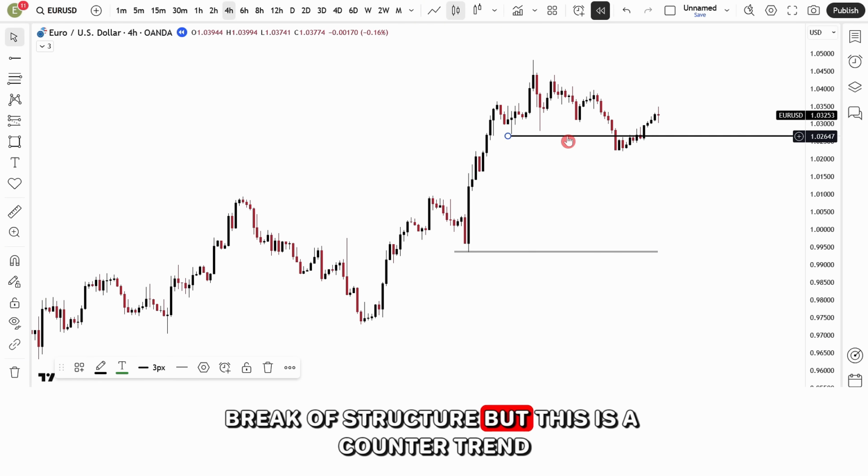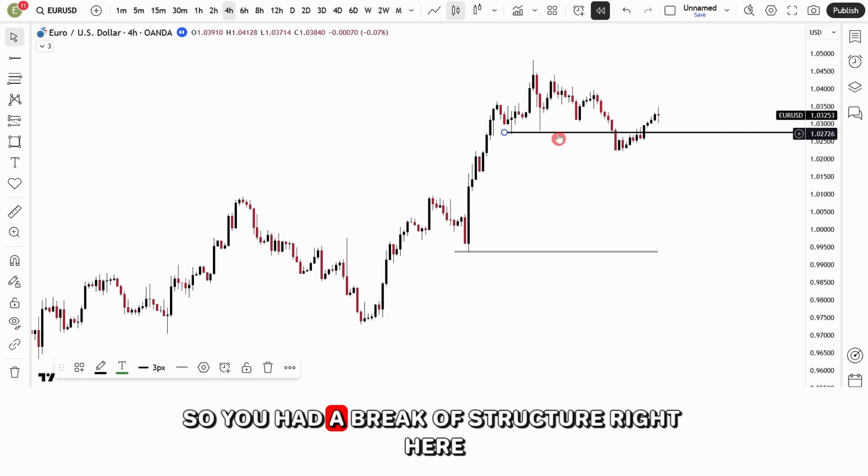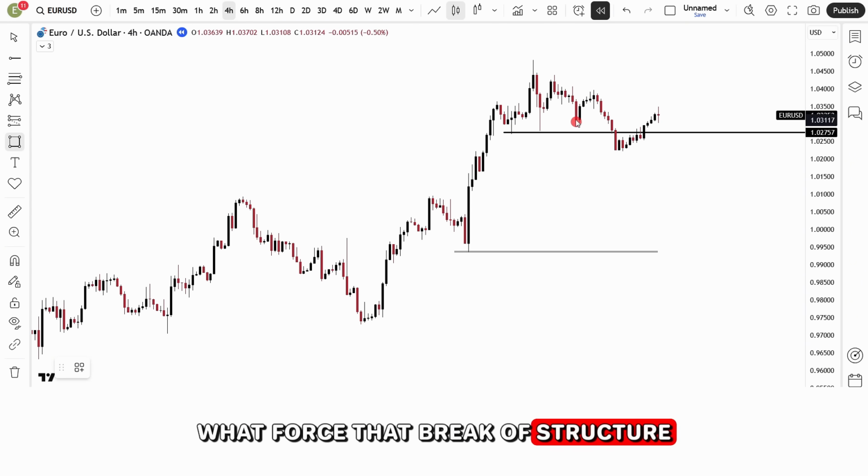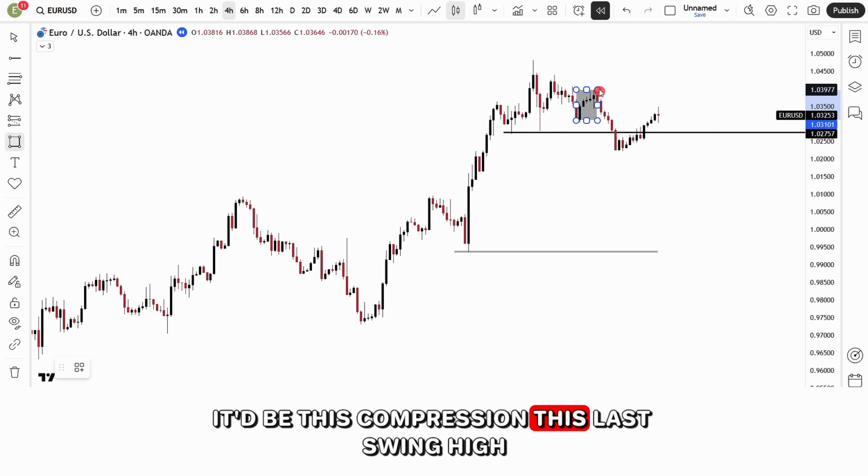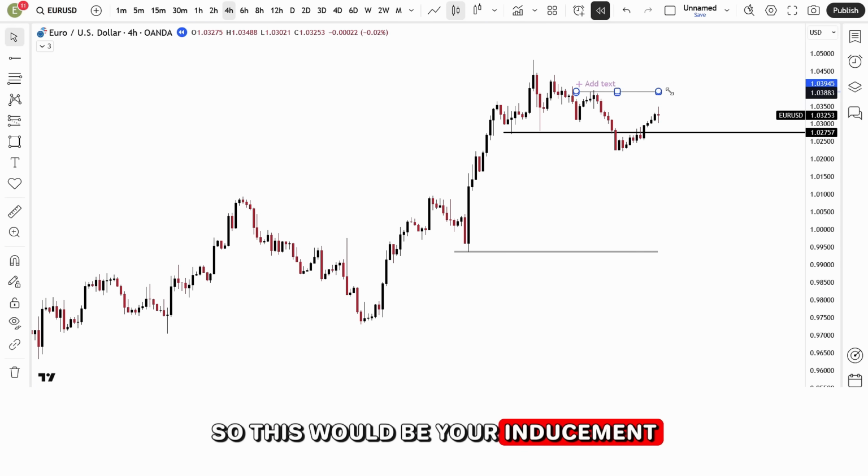Break of structure, but this is a counter trend, so you want to be careful. So you had a break of structure right here. What forced that break of structure? It would be this compression, this last swing high. So this would be your inducement.